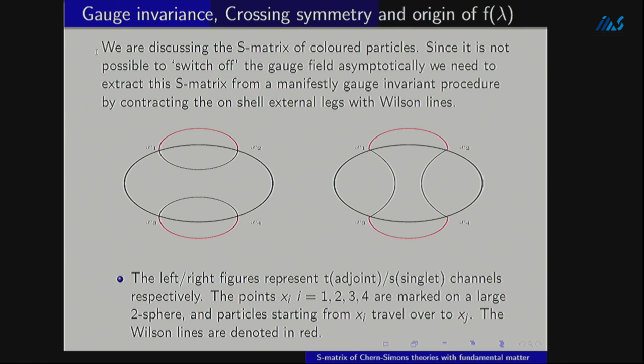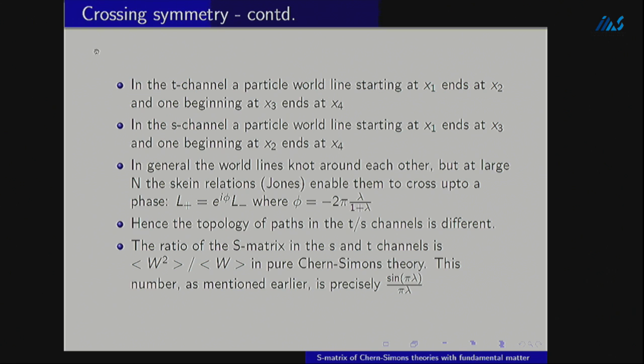So you take these particle lines and gauge invariantize them by adding a Wilson line over here, and the same you do over here. So this is the T channel. For the S channel, you do the same thing, but the particles go from x1 to x3 and x2 to x4. Now, this is just a symbolic way of saying things. The particles are not just going from x1 to x2. There's a lot of dynamics happening.